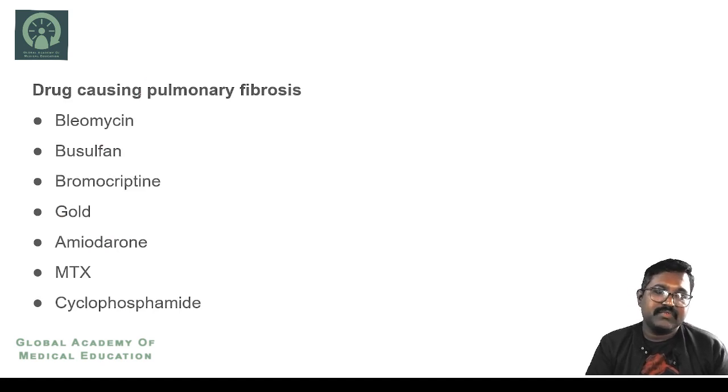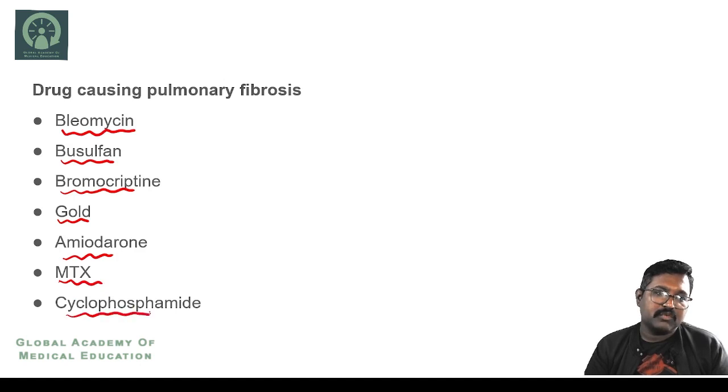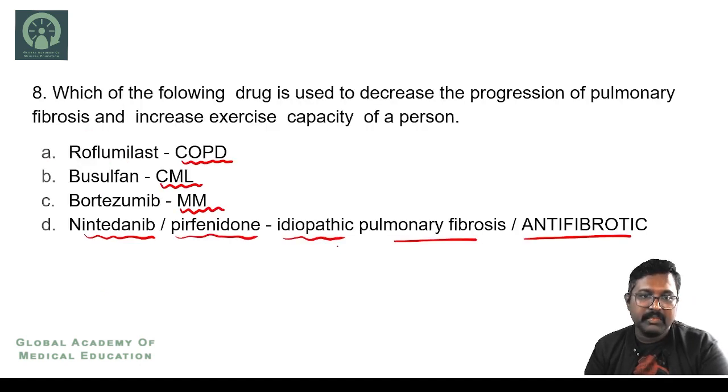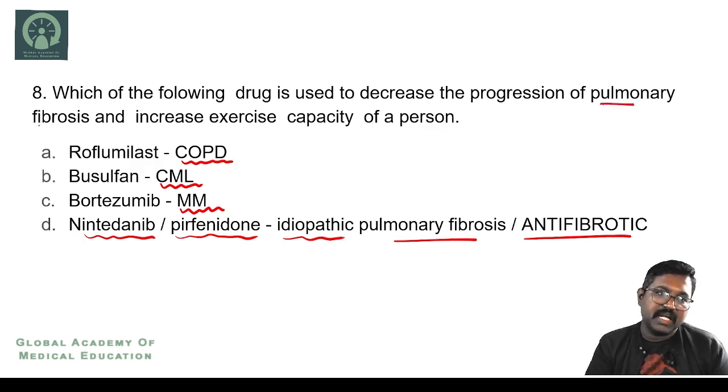So coming to the drugs which cause pulmonary fibrosis, you should remember. So please remember, bleomycin can lead to pulmonary fibrosis, and busulfan, bromocriptine, gold, amiodarone, methotrexate and cyclophosphamide can lead to lung fibrosis, pulmonary fibrosis. How to remember this in your exam? So please remember, lung fibrosis means pulmonary fibrosis. P for P. You can remember P for P, that is pirfenidone.